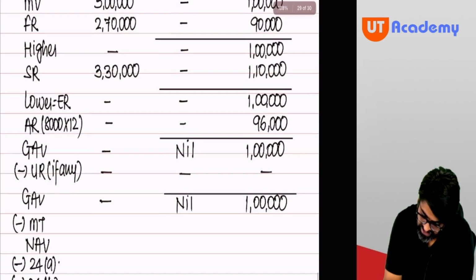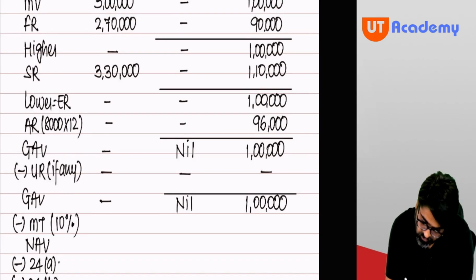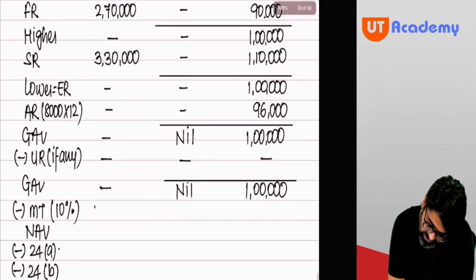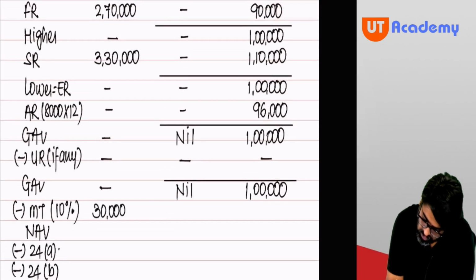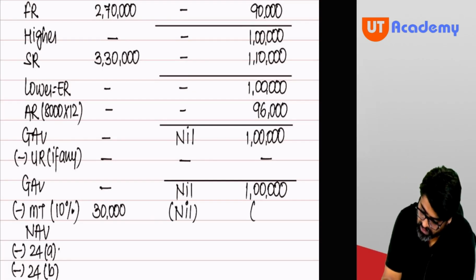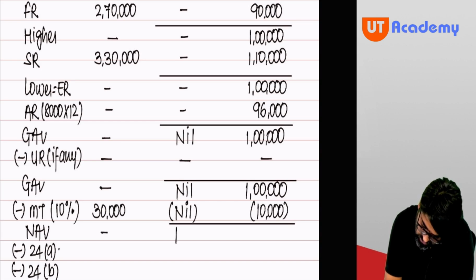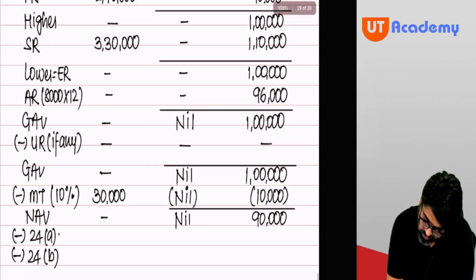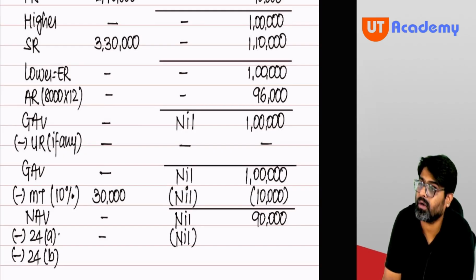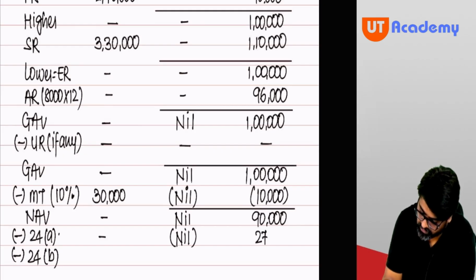What is the municipal tax? Come on, tell me. Municipal tax is 10% of municipal value, no? So what is the municipal value? 3 lakh. 10% of that will be 30,000. Out of that 30,000, 2/3 will be ignored because that is related to SOP. How much will be allowed? Only 10,000 from LOP. 1/3 will be allowed. Answer. So NAV will be dash. Here it will be nil and here it will be 90,000. Answer. 24A dash, nil and 30% of 90,000 will be 27,000.